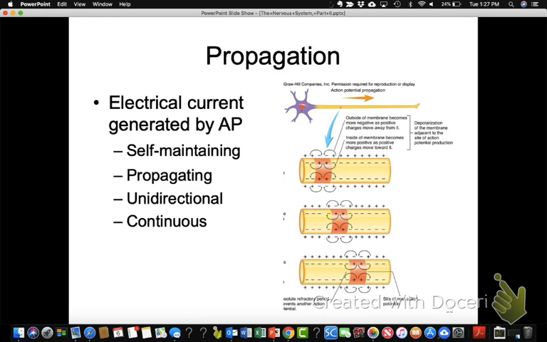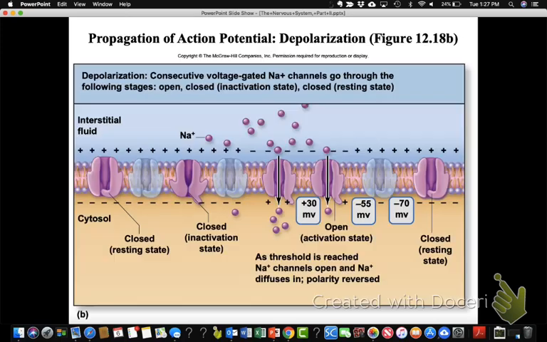It only goes from axon hillock out to synaptic terminals. It never goes in the opposite direction. And it's pretty much continuous. That is, those electrical currents are flowing from one end of the axon to the other.